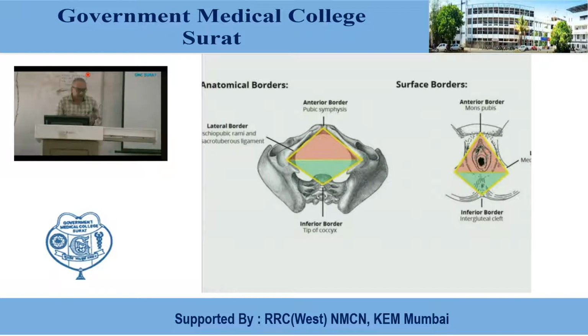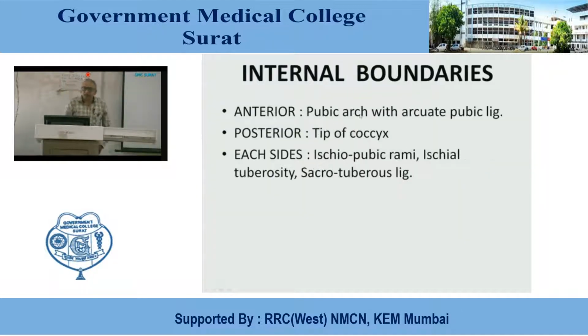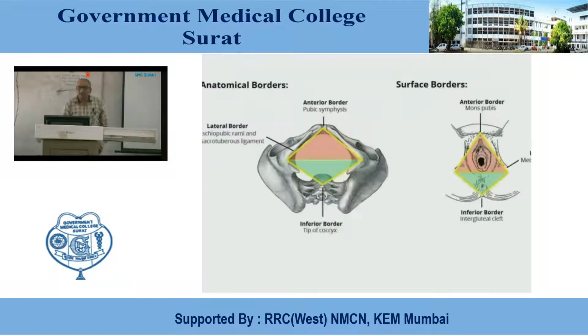Now the deeper boundary of the perineum, here one can observe it. In the deeper boundary, let's first enumerate the internal boundaries. Anteriorly it is the pubic arch with the arcuate pubic ligament or the inferior pubic ligament. Here one can see the inferior view of the pelvis. This one is the anterior part, this is the posterior part. Here is the pubic symphysis, and just below the pubic symphysis is the arcuate ligament. So anteriorly it is the arcuate ligament.